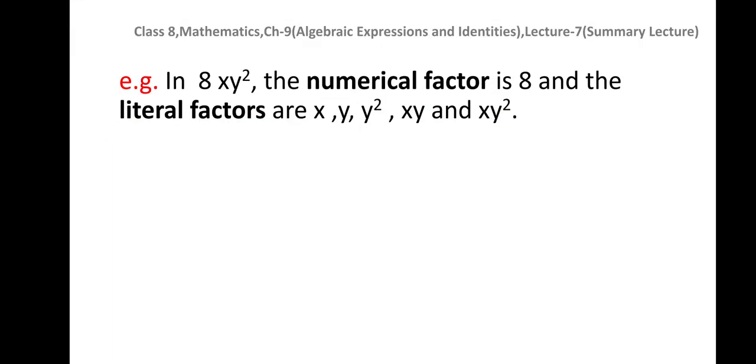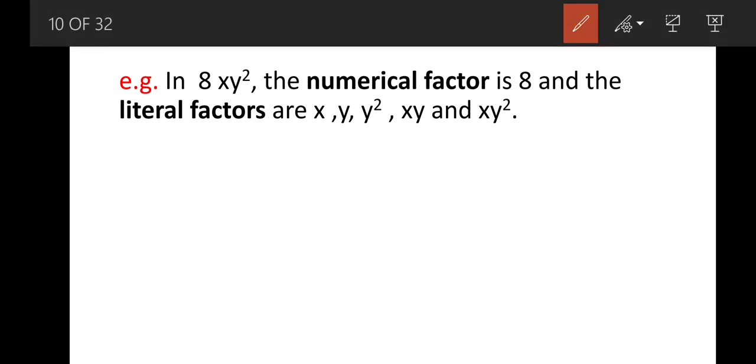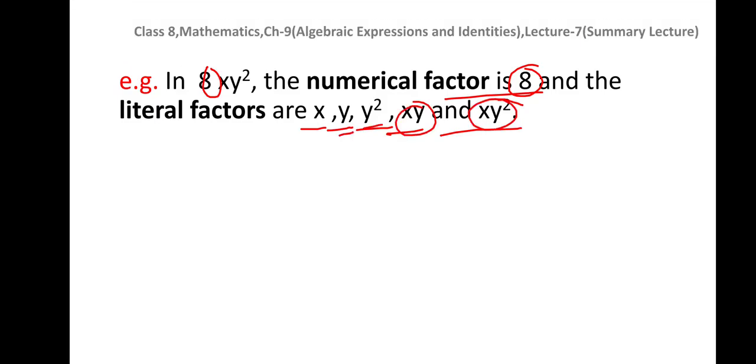In 8xy square, in this term, the numerical factor is 8. This is your numerical factor. 8 is the numerical factor and the literal factors are x, y, y square, xy and xy square. Basically, you are supposed to break the literal factors, that is x, y, y square, xy and xy square. So the numerical factor is 8 and the literal factor is xy square, xy, y square, x or y. I hope this is now clear to you.